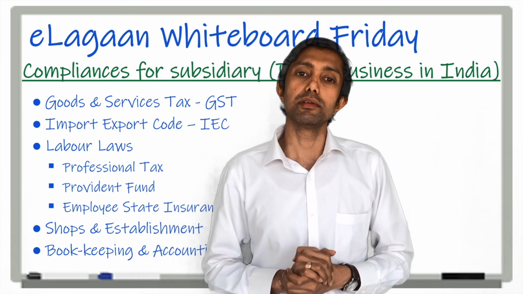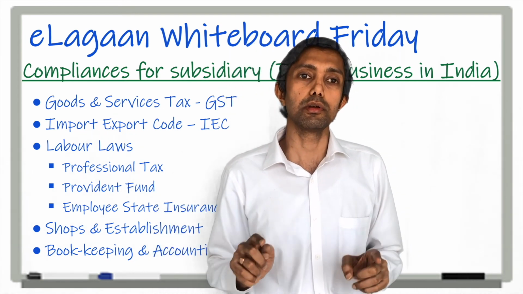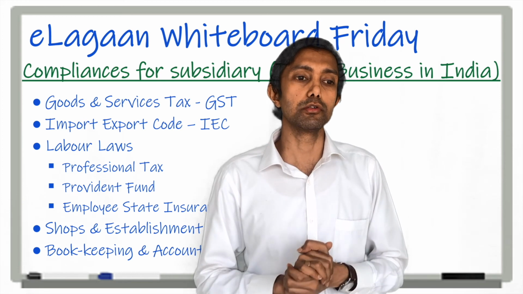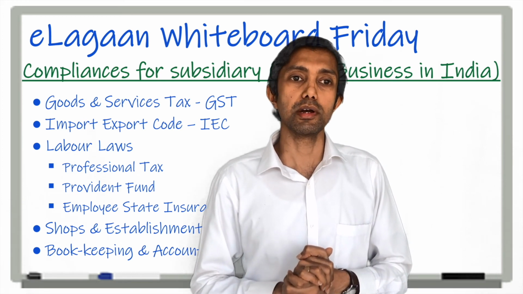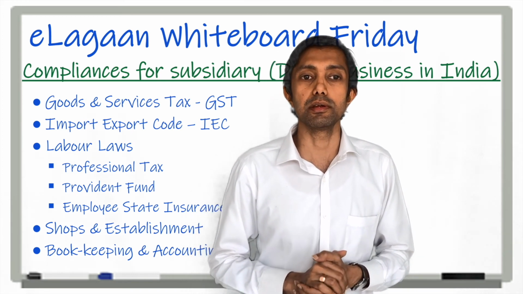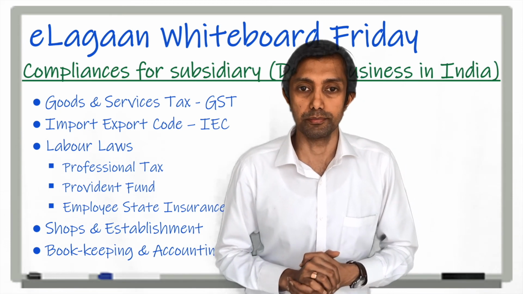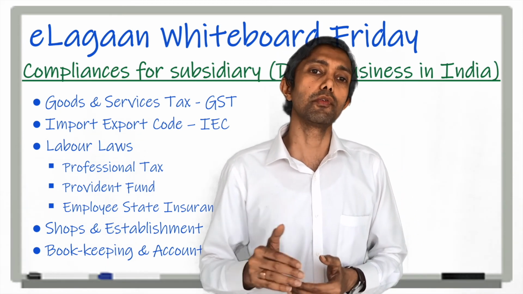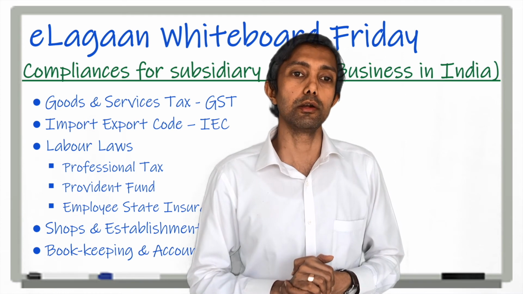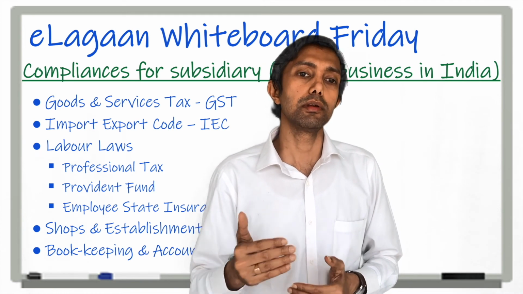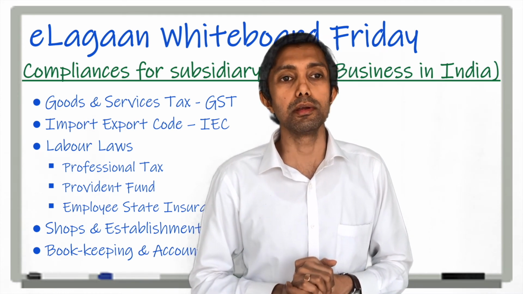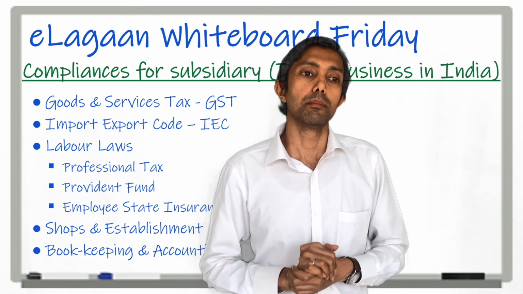Apart from this, there is one other regulation, sort of a master regulation called the Shops and Establishments Act, which has to be complied with by every entity which is commercial in nature. This also involves filing one Form U at the end of every calendar year, wherein details of the number of people employed and their wages have to be provided.